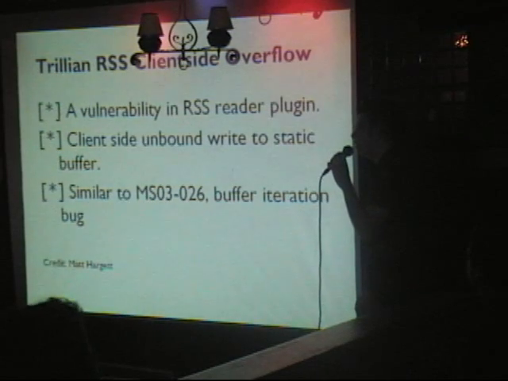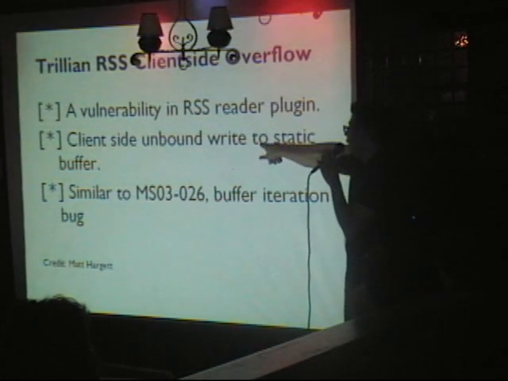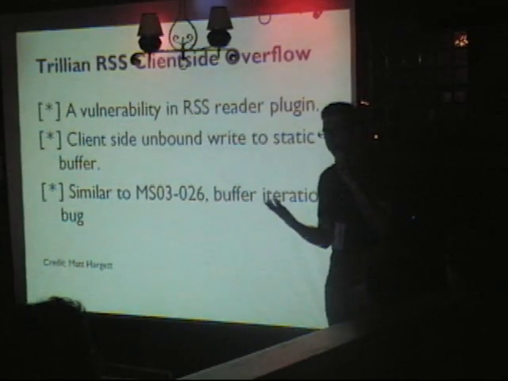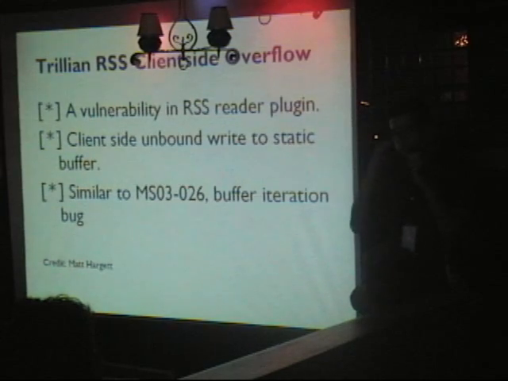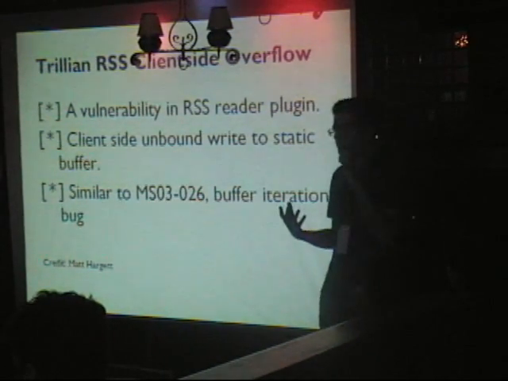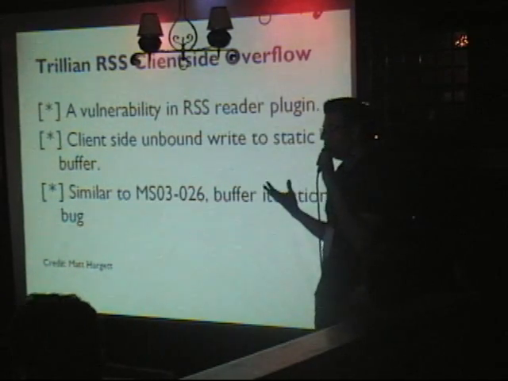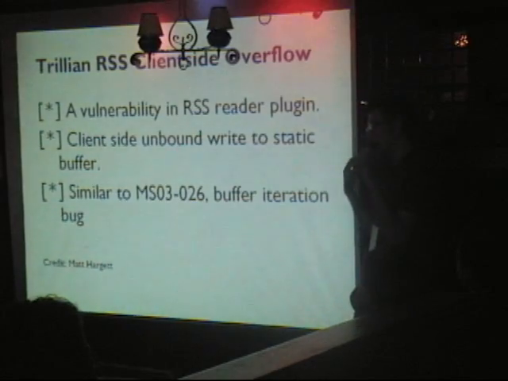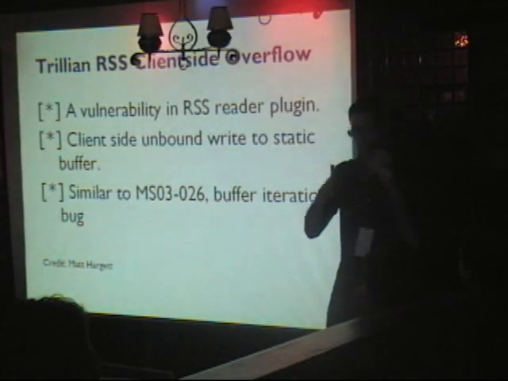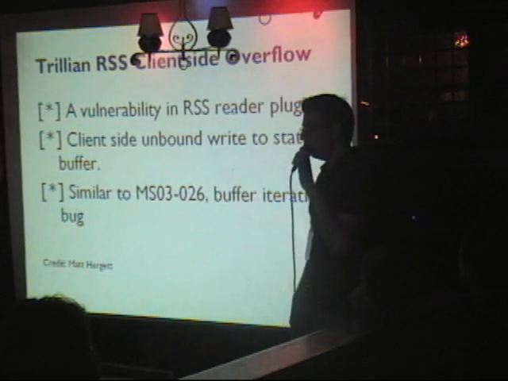So this is a similar type of vulnerability. It's also going to be an unbounded write to a static buffer. The vulnerability in this is the Trillian IM client, which came with an RSS reader that ran inside of the IM client. If you took over an HTTP server that was providing a feed, or did some kind of DNS spoofing, whatever way you got that client to connect to your server, you can run arbitrary code on the client.